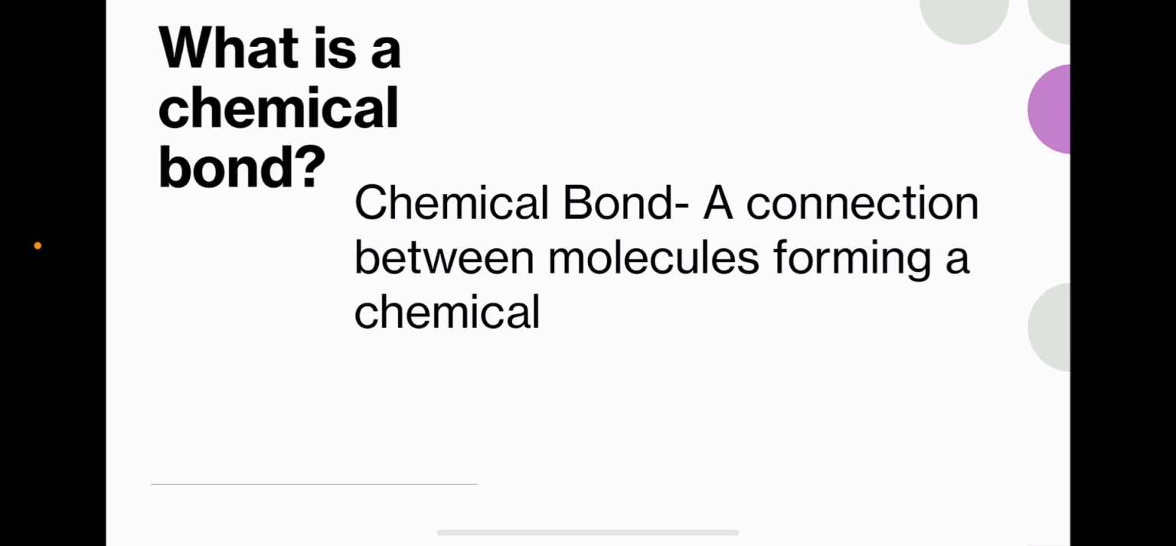So, what exactly is a chemical bond? A chemical bond, in simple terms, is a connection between molecules forming a specific chemical. This connection occurs as a result of valence electrons being shared or transferred with the electrons in the outer shell of another atom.